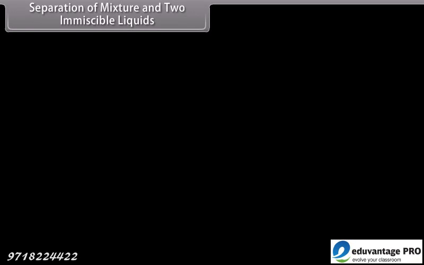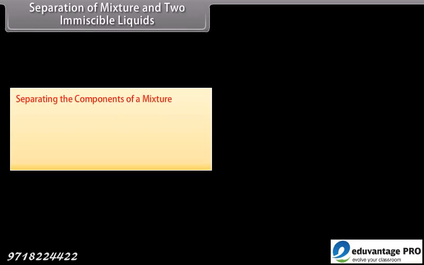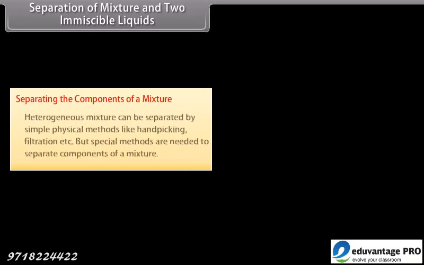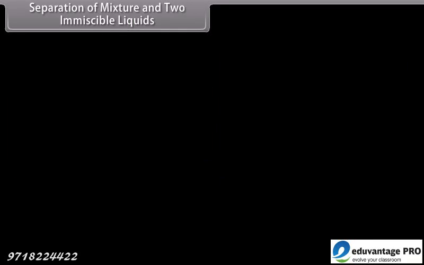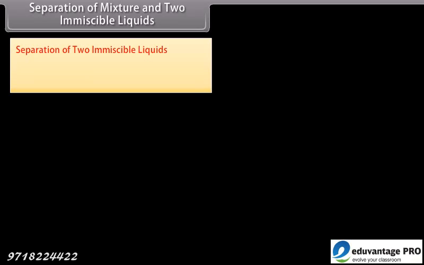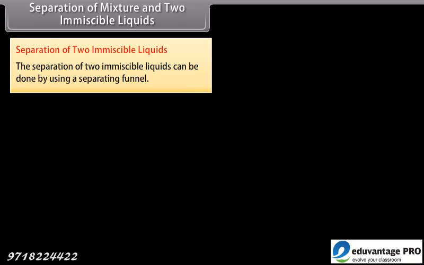Separation of mixture and two immiscible liquids. Separating the components of a mixture. Heterogeneous mixture can be separated by simple physical methods like handpicking, filtration, etc. But special methods are needed to separate components of a homogeneous mixture. Separation of two immiscible liquids. The separation of two immiscible liquids can be done by using a separating funnel.